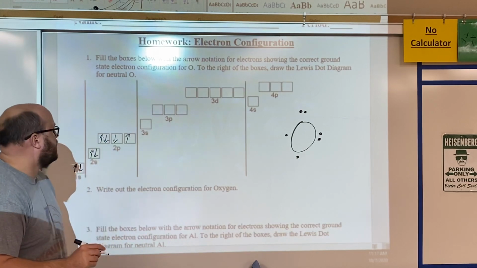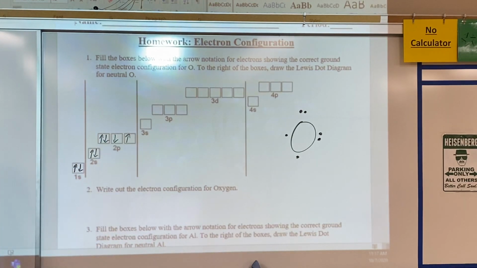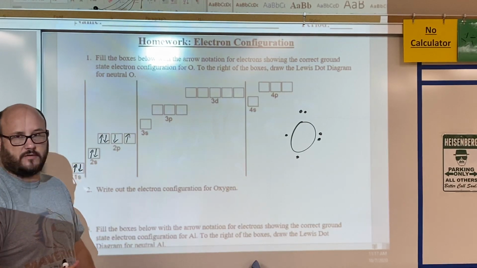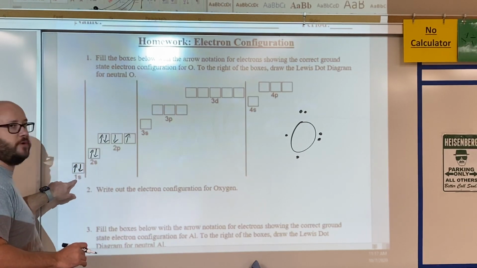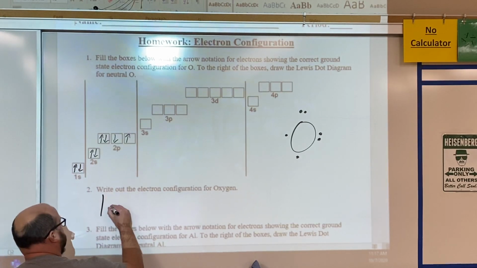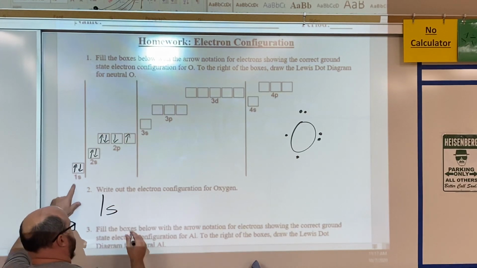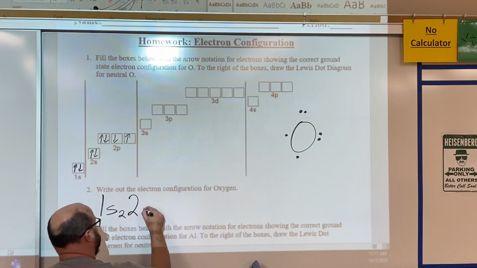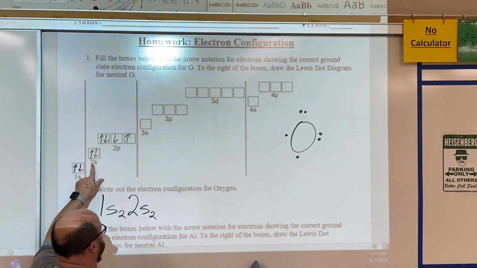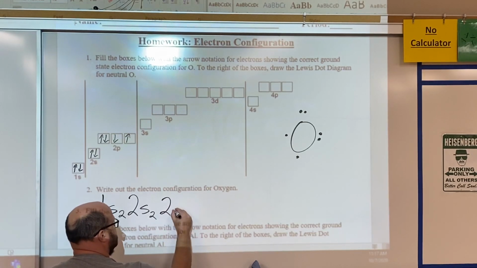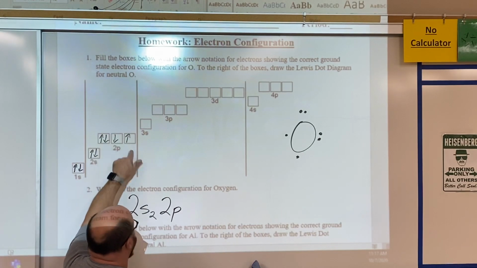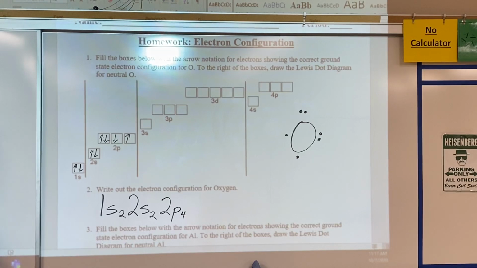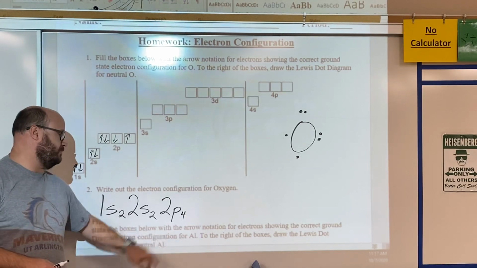Now we want to write out this electron configuration. And again, I know this is a lot to take in at once, but it's just kind of a quick overview. You start off with your lowest energy level, 1s. How many electrons do you have? 2. Go to your next energy level, 2s, 2. Next energy level, 2p, 1, 2, 3, 4. So that would be our electron configuration for oxygen: 1s2, 2s2, 2p4.